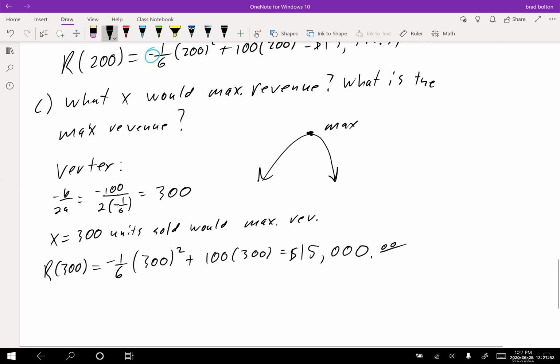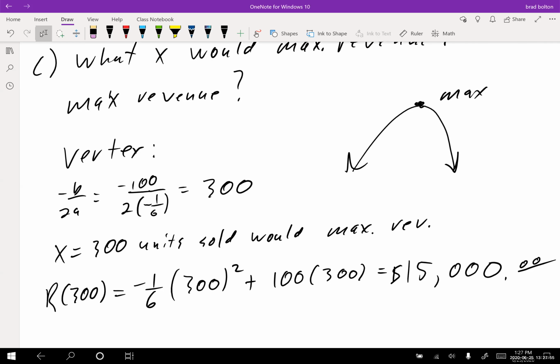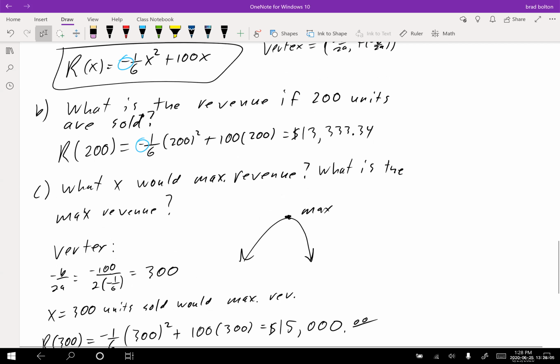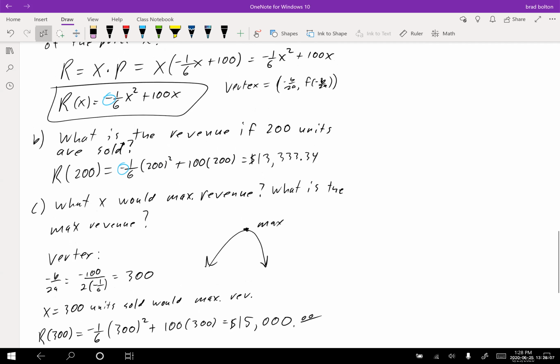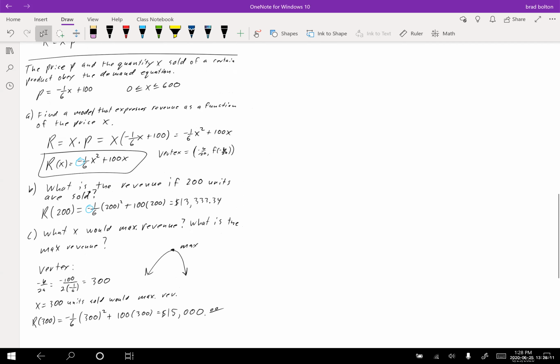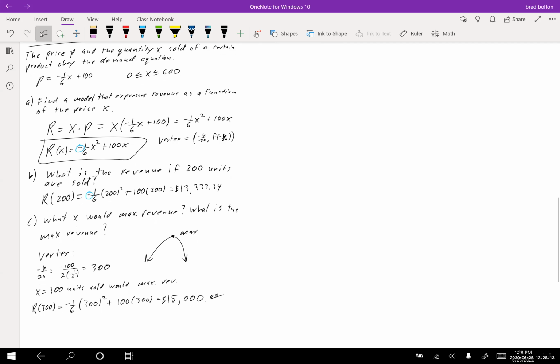So the thing is if you want to increase revenue, then something would have to change. Either you would have to mess with your price function or something, okay? So in general, this is how you can use parabolas to work with business models, okay? So let me zoom out so you guys can kind of see all that we did. Kind of a lot, right? We did a lot with this problem, okay?